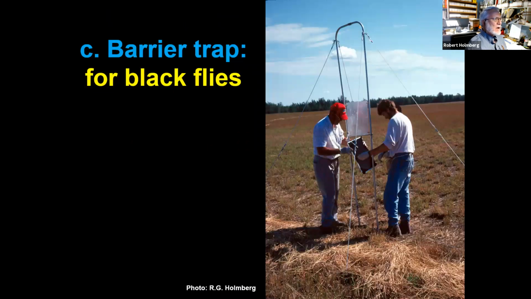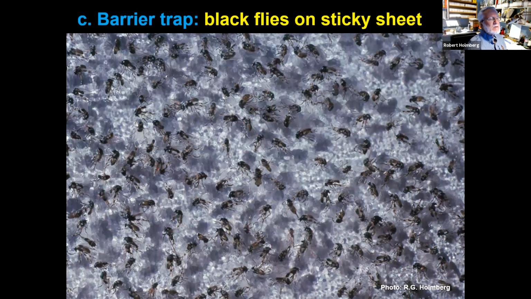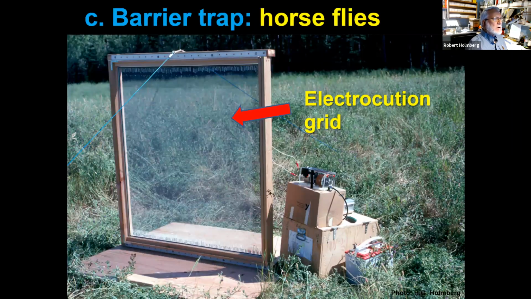Here's another barrier trap. This is used for black flies, and the plexiglass sheet is covered with a sticky or gluey substance, and you can see the thousands of black flies that you can collect with that kind of trap.